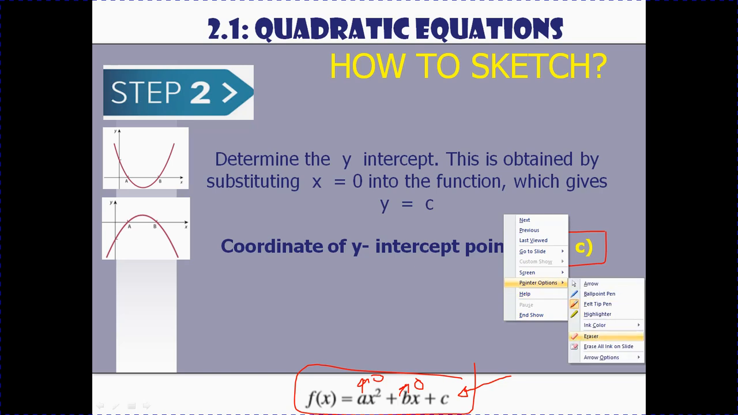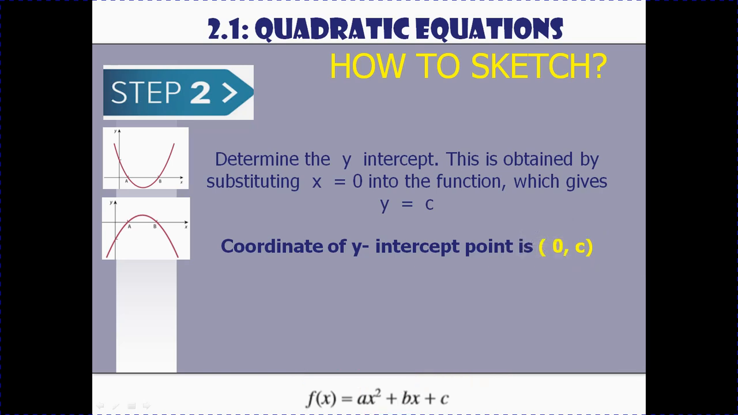Again, first step, we determine the shape. Is it up or down? By finding a. When a is greater than 0, then it is U shape, happy. If a is less than 0, this is inverted U shape, sad. Step number two is determining y-intercept. The y-intercept is just 0, c. This is the coordinate of y-intercept, where c is the constant, and you can take it from the equation.